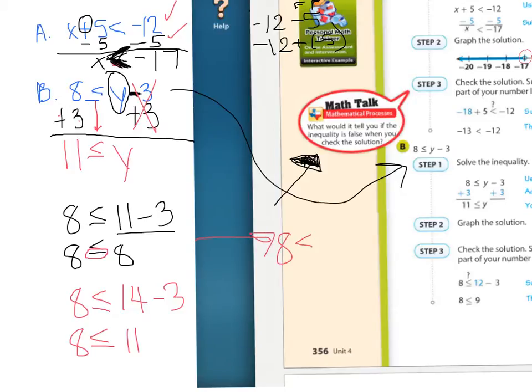8 is less than or equal to, let's say, 4 minus 3. Okay, go ahead and solve it. 8 is less than or equal to, and then 4 minus 3 is 1. Is that true? No, 8's not equal to 1, and 8's not less than 1. So that's what happens when you check an inequality. If it's not true, then your solution is wrong.